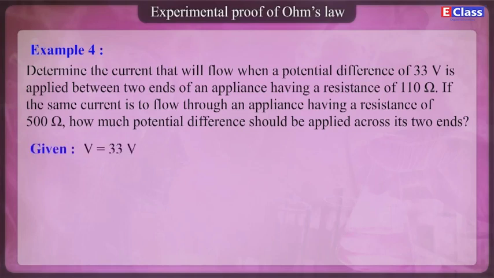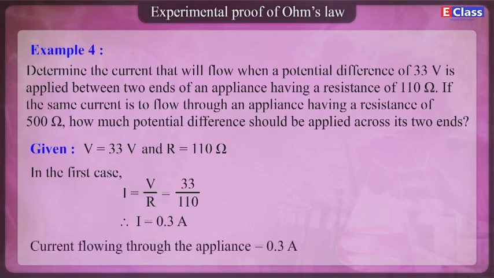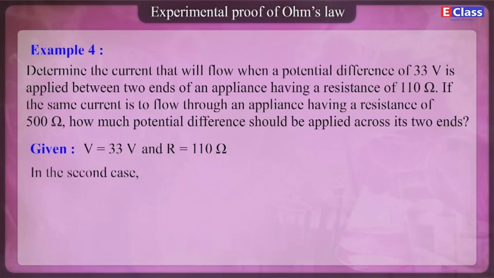Given V is equal to 33 volt and R is equal to 110 ohm. In the first case, I is equal to V upon R, which is equal to 33 upon 110. Therefore, I is equal to 0.3 ampere. The current flowing through the appliance is equal to 0.3 ampere.